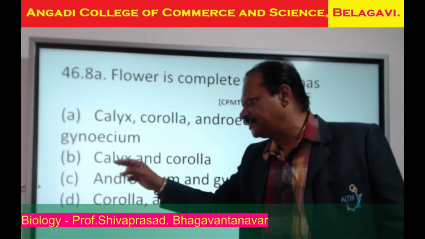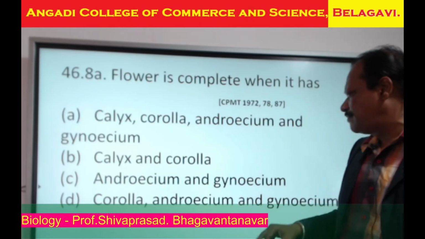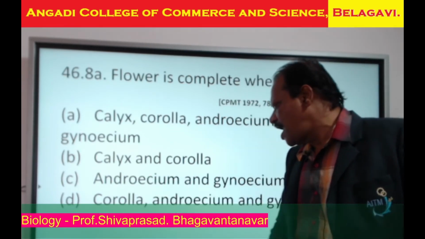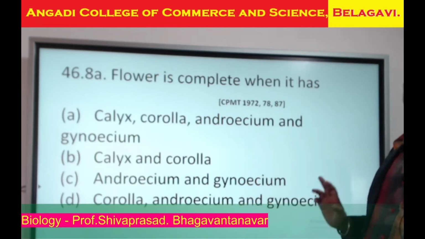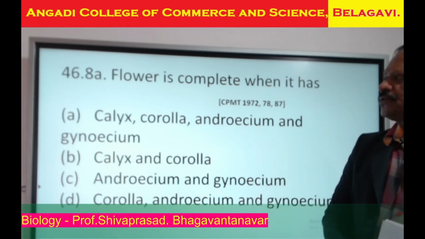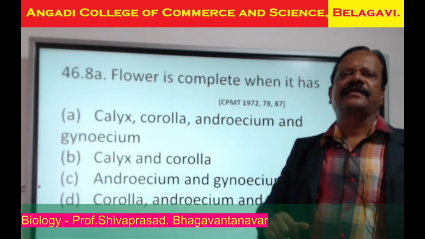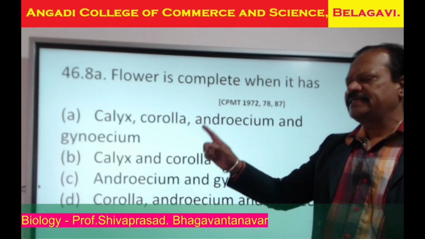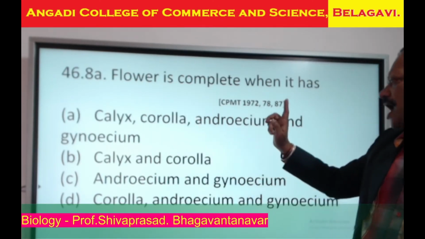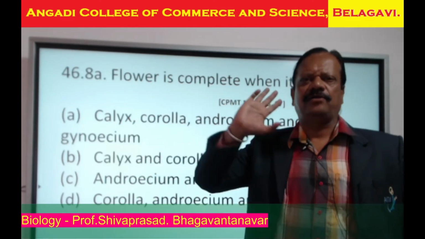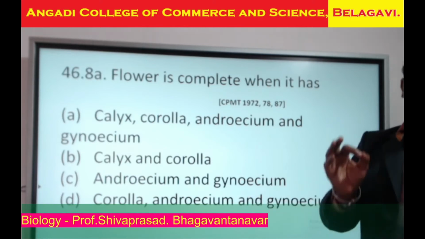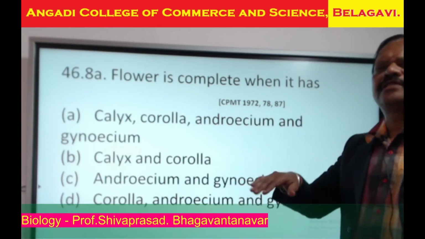Third, in C, androecium and gynoecium are given. Last option, D, corolla, androecium and gynoecium. So, out of these four options, option A is the right answer. It is only because it contains all four whorls, that is calyx, corolla, androecium as well as gynoecium. So, here the right answer is option A. We will move to the next slide.